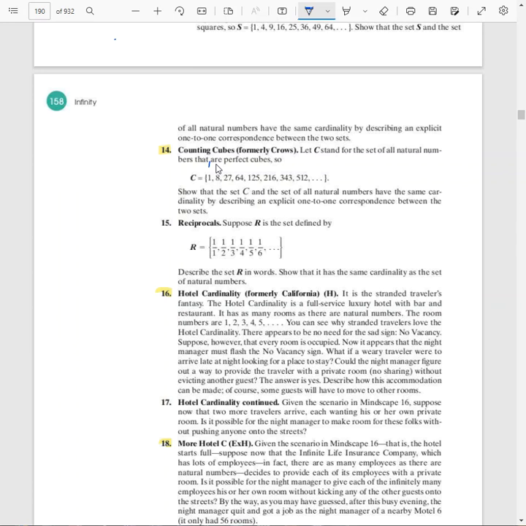1 goes to 1, 2 goes to 8, 3 goes to 27, 4 goes to 64, and in general, the natural number goes to its cube. The natural number goes to its cube. Suppose R is the set defined by 1 over 1, 1 over 2, 1 over 3. Oh, we're not doing that problem. Moving on.